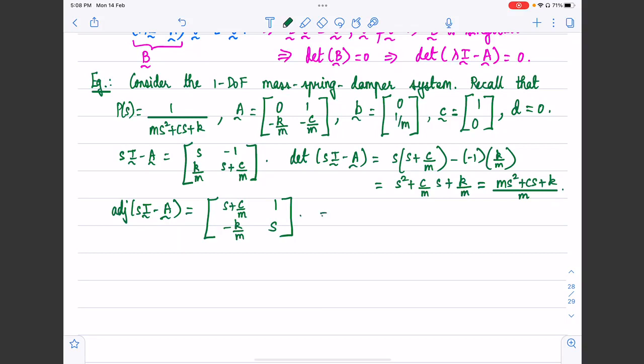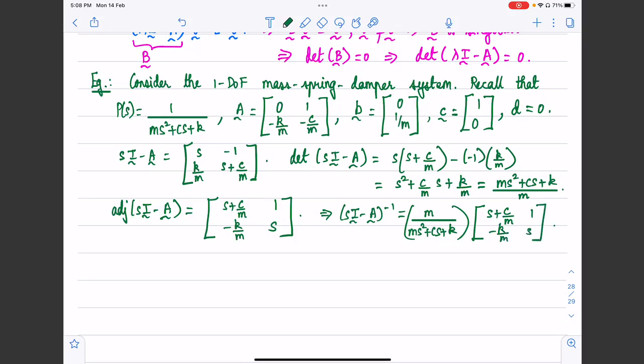So then what happens to SI minus A inverse? It is 1 by the determinant of SI minus A times the adjoint, right? So what will I get? I will get M divided by M S squared plus C S plus K, which is 1 by the determinant of SI minus A, multiplied by the adjoint, which will be S plus C by M, minus 1, K by M, S. Yes. Okay. So now first let's do SI minus A inverse times B.